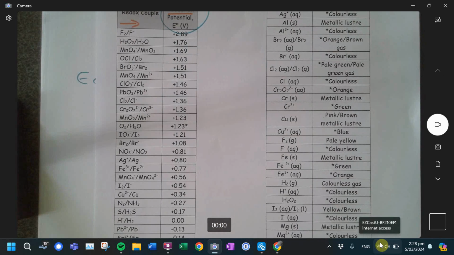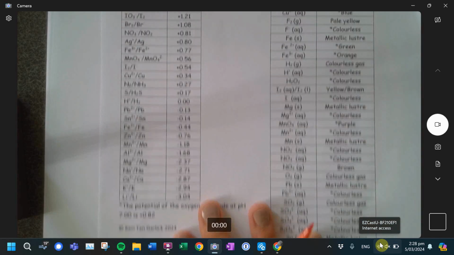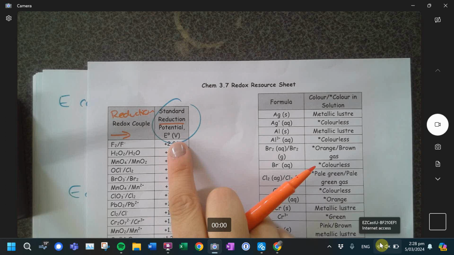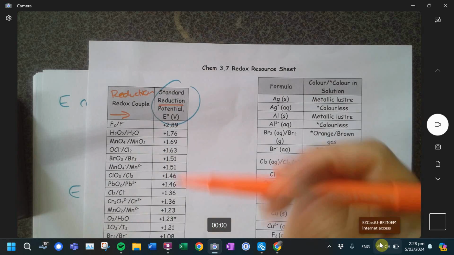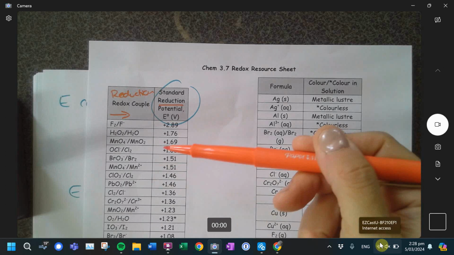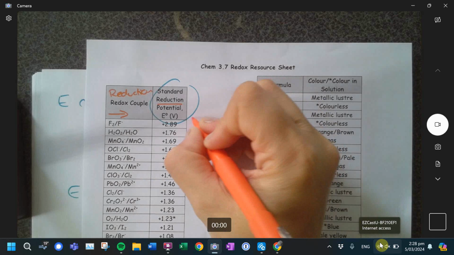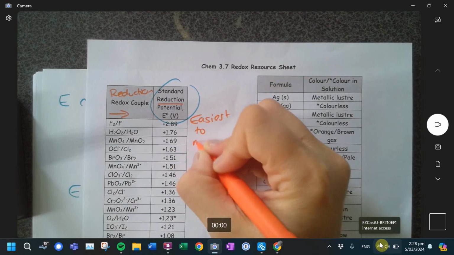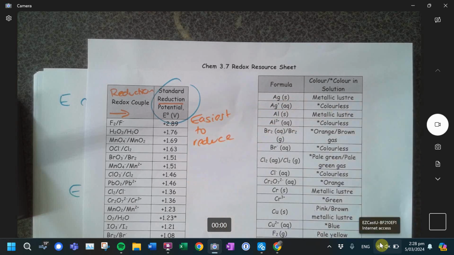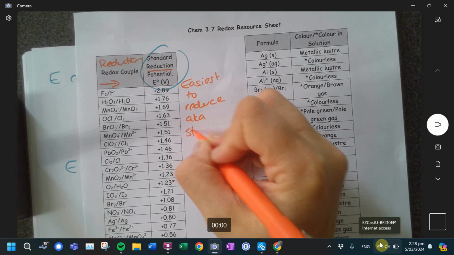All right. Now, what you're going to notice is that there's a whole ranking of various numbers, and there's a voltage meter written on there as well. The higher the pair is on the list, the easier it is to reduce. So this at the top is the easiest to reduce, AKA the strongest oxidant.